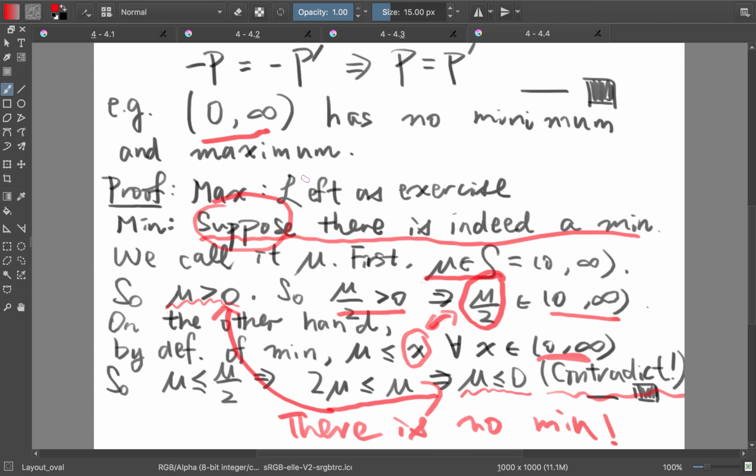And that's all. So this is the end of our section about upper bound, lower bound, minimum, maximum of a subset of R. And see you in the next video.